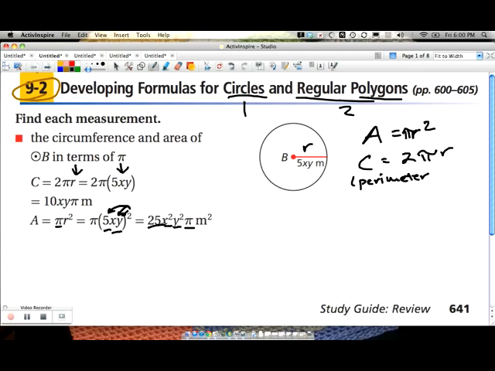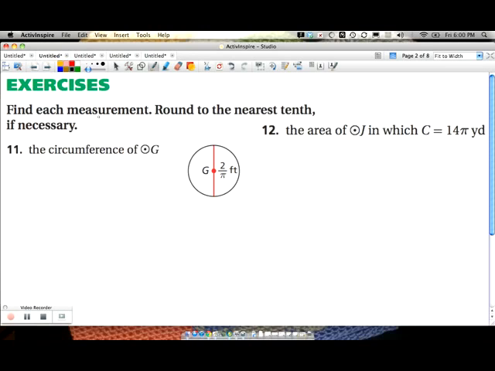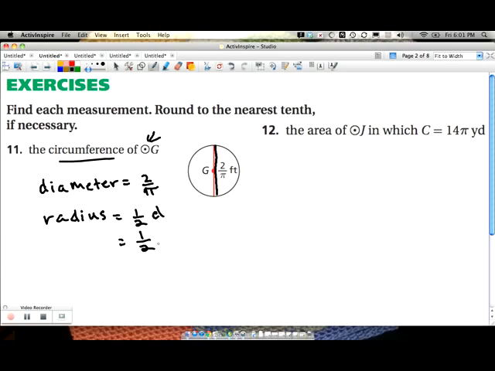So let's just dive right in. Here's the first one. It says find the circumference of circle G. Well, I notice that the whole diameter is 2 over pi feet, so the diameter equals 2 over pi. And the radius equals half the diameter, which is going to be half of 2 over pi. Well, if I reduce that, that means that the radius, r, is just 1 over pi.